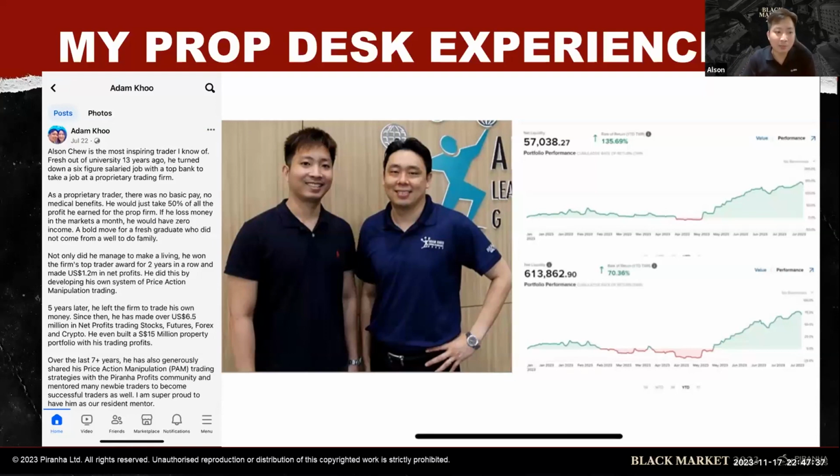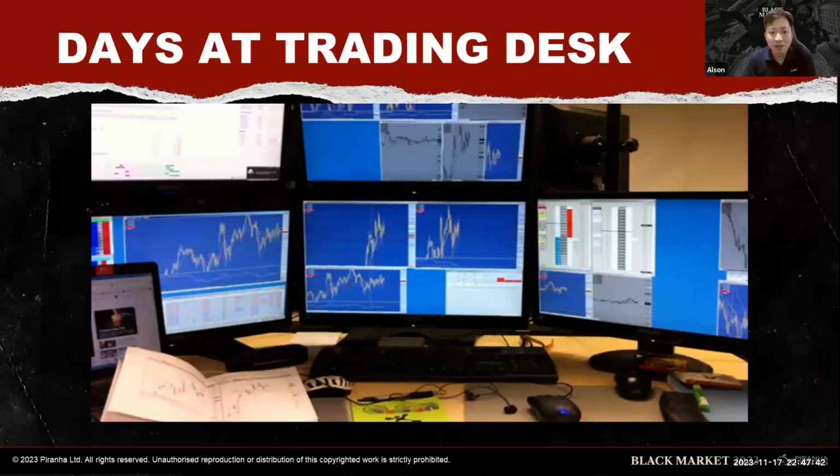This is a post that Adam put up on his Facebook, so I just screenshot it. And these are some of the photos from when I was in the prop desk. I call this the dinosaur photo. Many years ago when I joined the desk, there were a lot of screens. In fact, at my peak, I had 9 screens. In the desk, the more screens you have is like an honor, like a medal. When we are rookie traders, you only get 3 or 4 screens. When you are more senior, they give you more screens. At my peak, I got 9 screens.